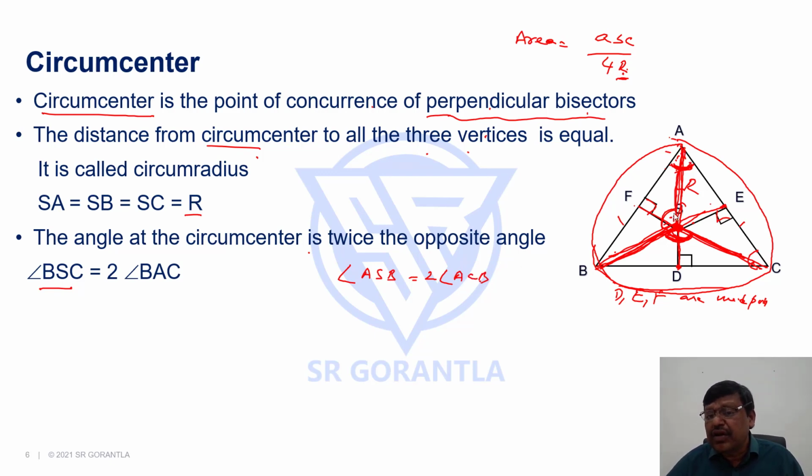Or if I take this particular one, angle ASC will be twice its opposite angle, twice angle ABC. Again, this comes from the concept of circles, because the angle subtended by a chord at the center will be twice the angle subtended at a point on the circle. Again, that point we will discuss in detail in the session on circles. So these are a few important points on the four points of concurrence: orthocenter, centroid, incenter and circumcenter.